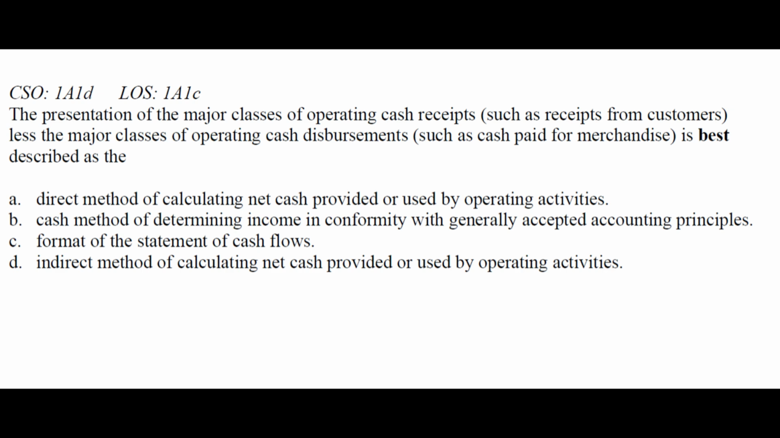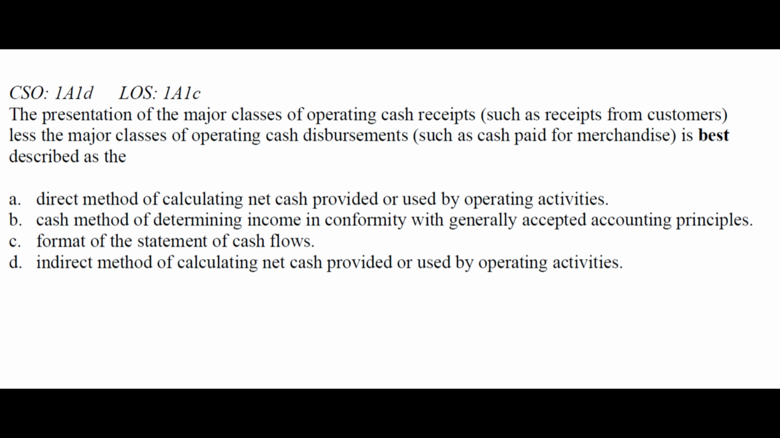B. Cash method of determining income in conformity with generally accepted accounting principles. Incorrect. The cash basis of accounting is a method of recognizing revenues and expenses, not a method of presenting operating cash flows under generally accepted accounting principles. C. Format of the statement of cash flows. Incorrect. Although the statement of cash flows includes operating activities, this answer is too general and does not identify the specific method described.